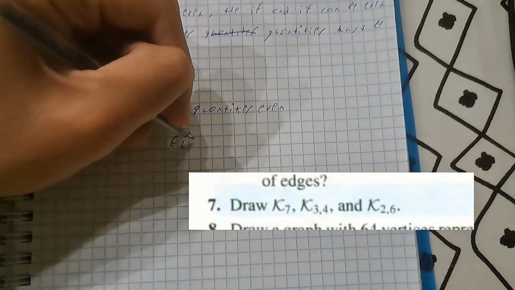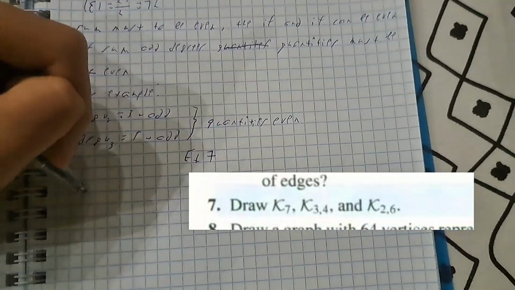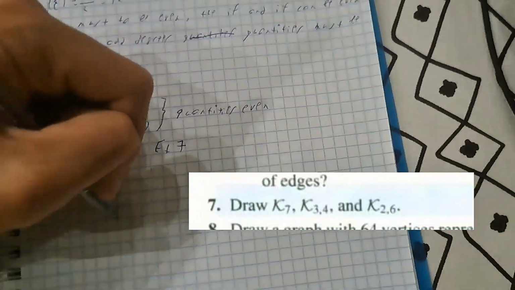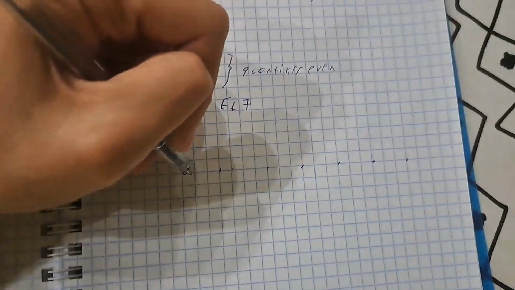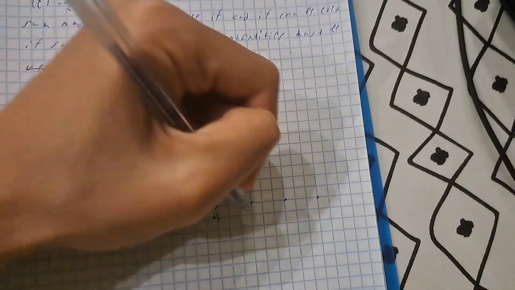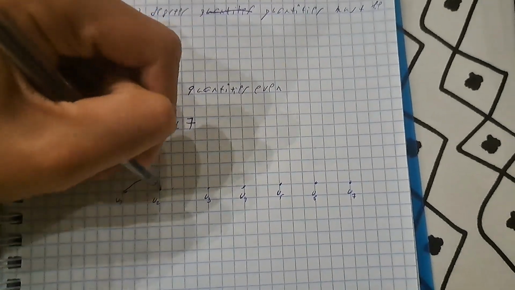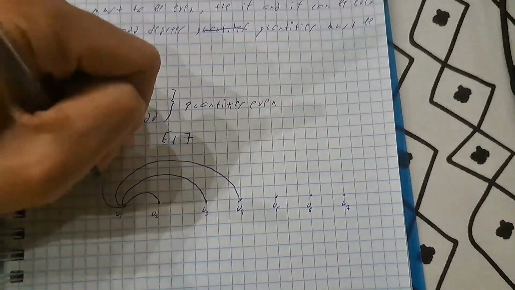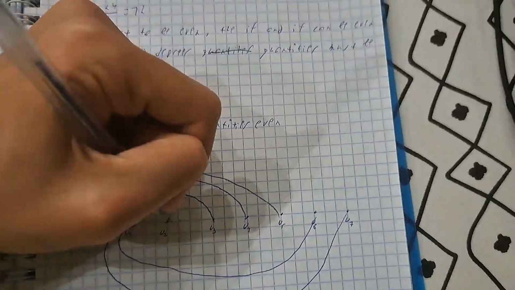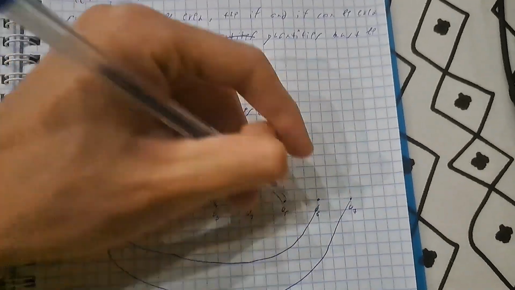In exercise 7, we just need to draw these graphs. This designation like K7 or K2,3 means a bipartite graph. This is a graph which we can split into two sets. All vertices in one set will connect with vertices in the second set. If every vertex in the first set connects with all vertices in the second set, it's called a complete bipartite graph.